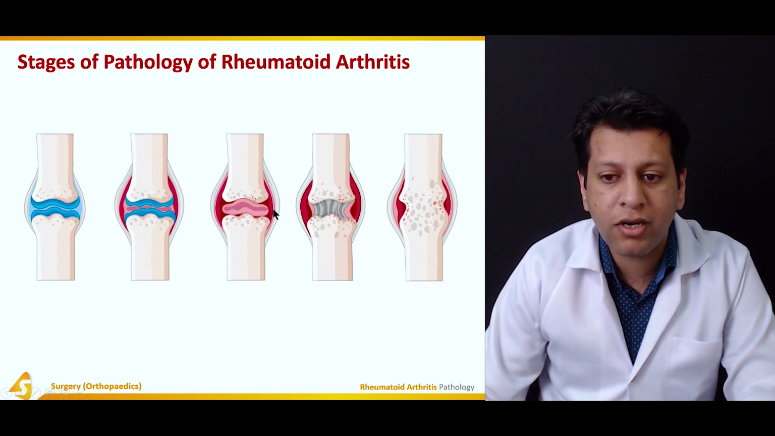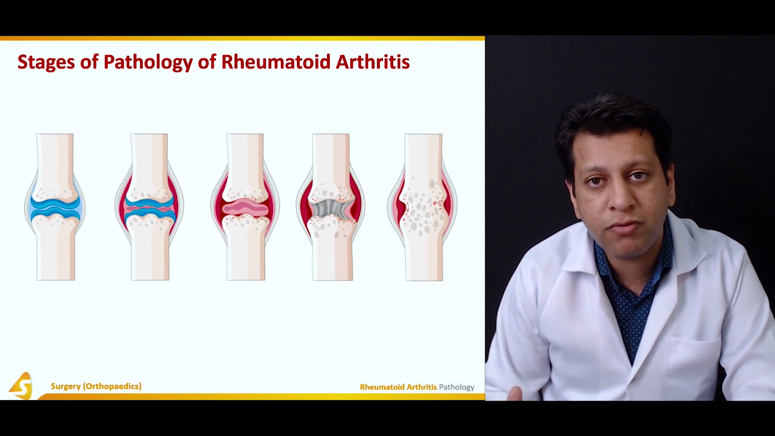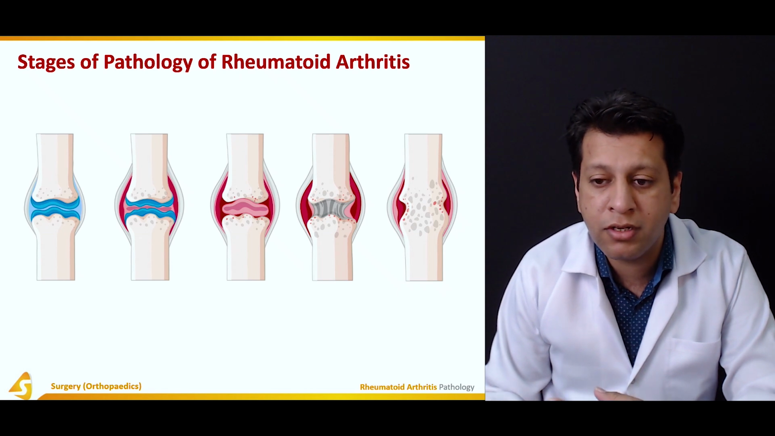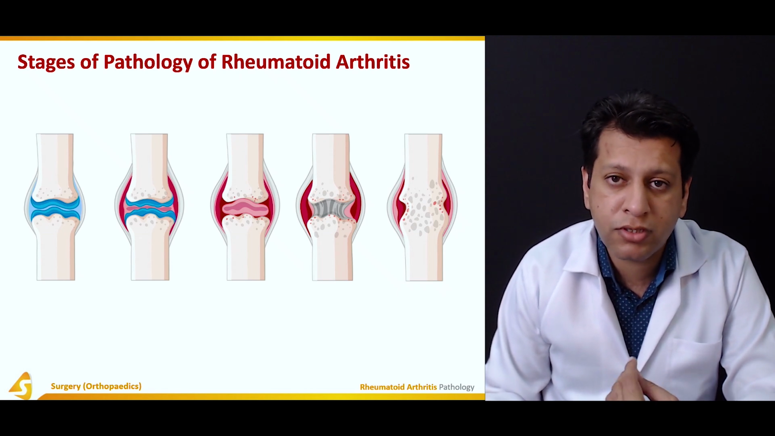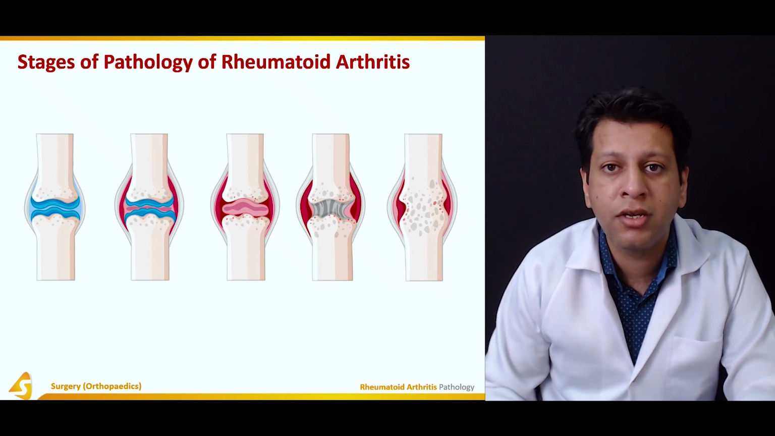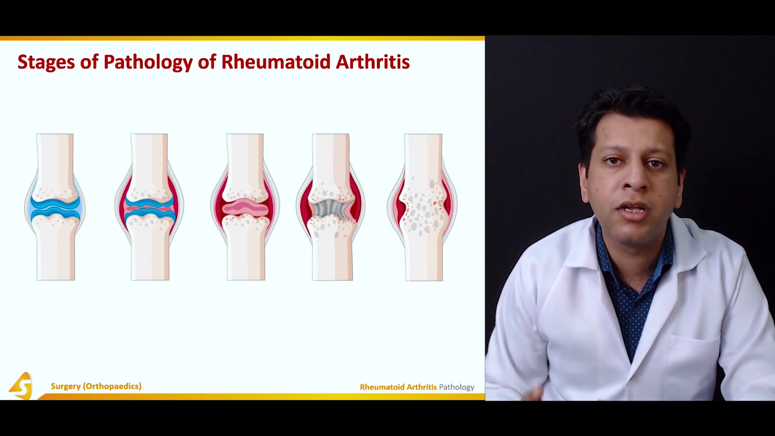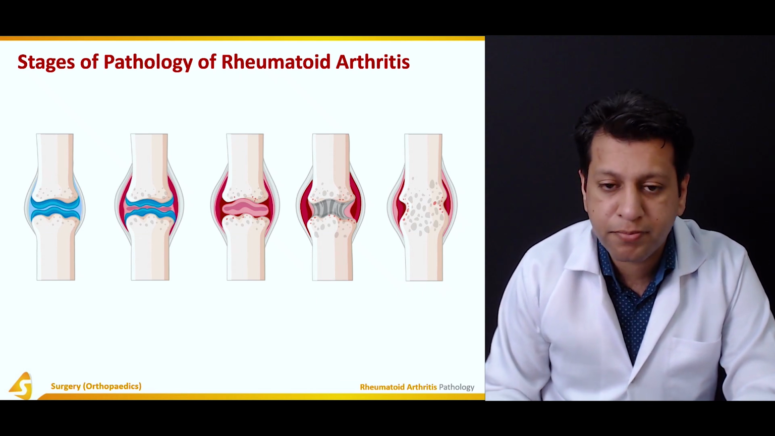And once the whole of the cartilage is destroyed, there's a complete ankylosis of the joint, resulting in a deformity. The end stage deformity is non-reversible, so we may have to surgically treat this kind of stage. But in the preclinical stage and initial stages, medical treatment may be enough.